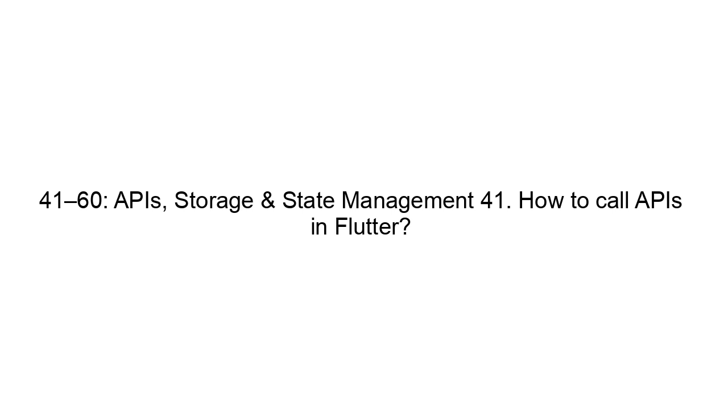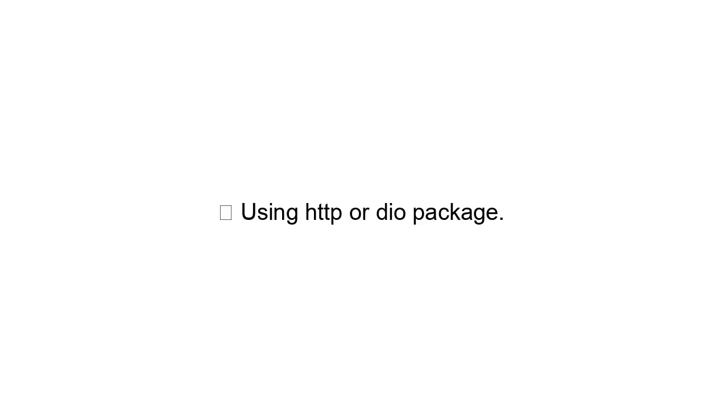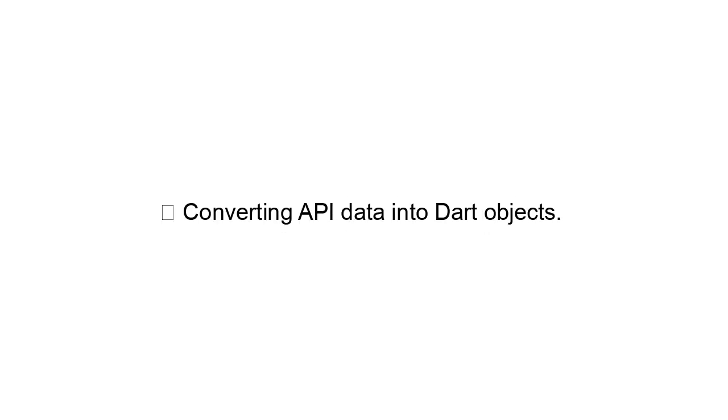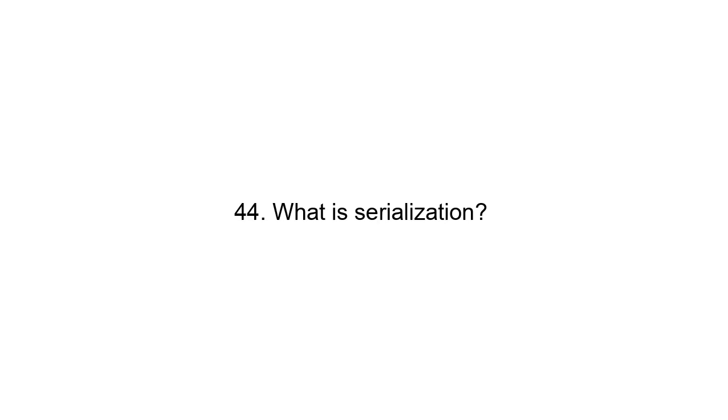41 to 60. APIs, storage and state management. 41. How to call APIs in Flutter? Using the HTTP or Dio package. 42. Example API call: final response = await http.get(url). 43. What is JSON parsing? Converting API data into Dart objects. 44. What is serialization? Object to JSON conversion. 45. What is deserialization? JSON to object conversion.